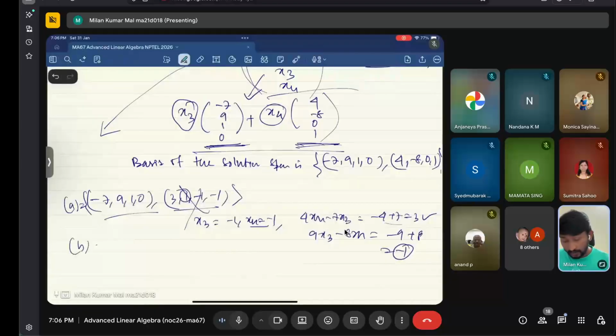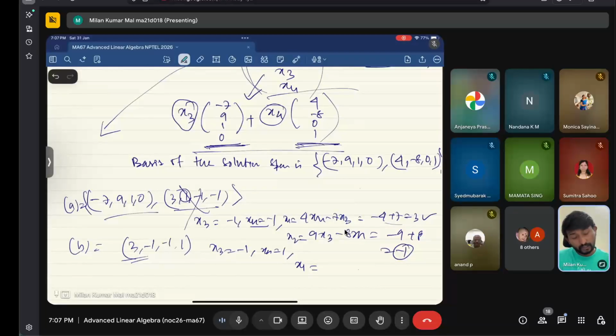Like the B option was like 3, minus 1, minus 1, 1. So here it will also not match, because if you take x3 equal to minus 1, x4 equal to 1, this is what it is suggesting to take. I'm not taking it by myself. And then what you'll get, x1 is equal to this, and x2 is this. That is not matching. So x1 is equal to 4x4 minus 7x3, right? So 4x4 is 4, 7x3 is plus 7, that is equal to 11. That's not matching with 3. That's why this second option is also not correct. Similarly, the third option is also not correct.